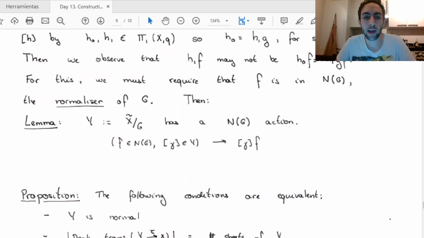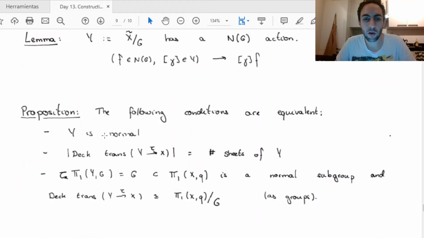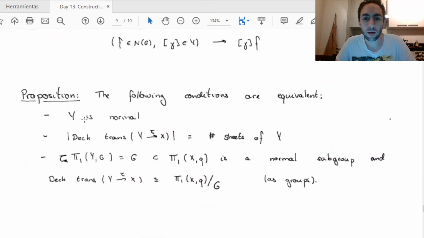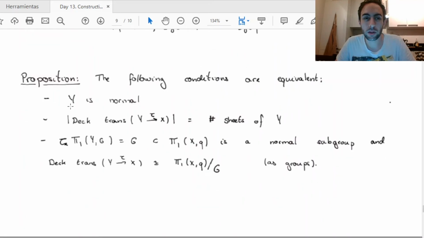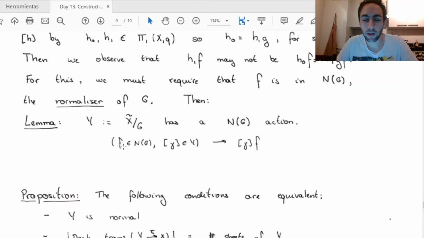All right, so Y has an action of the normalizer, and now we have the following statements. First of all, Y is normal if and only if the number of sheets is the number of deck transformations. This we've already discussed. And if and only if the group G is normal. This is the reason why we call this condition being normal, because it corresponds to being a normal subgroup. And this is because of the reasoning here.